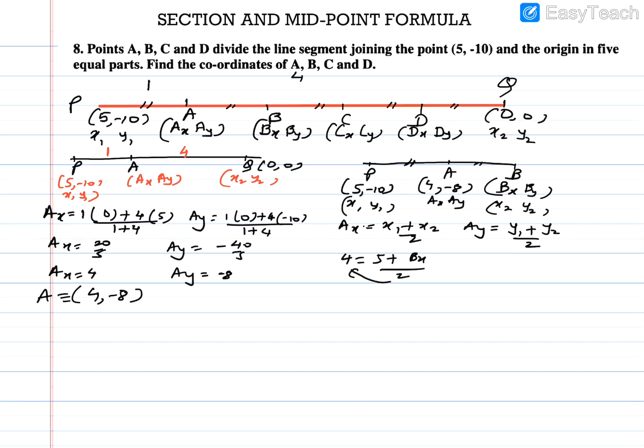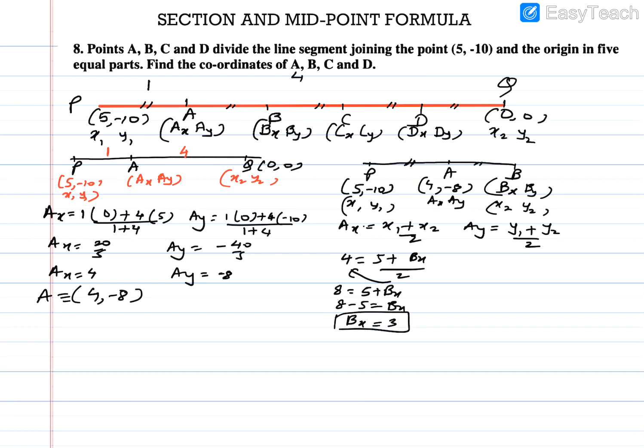Take 2 here. This will become 8. 8 equals 5 plus BX. Then this will become 8 minus 5 equals BX. BX will be equal to 3. So you have got BX as 3.